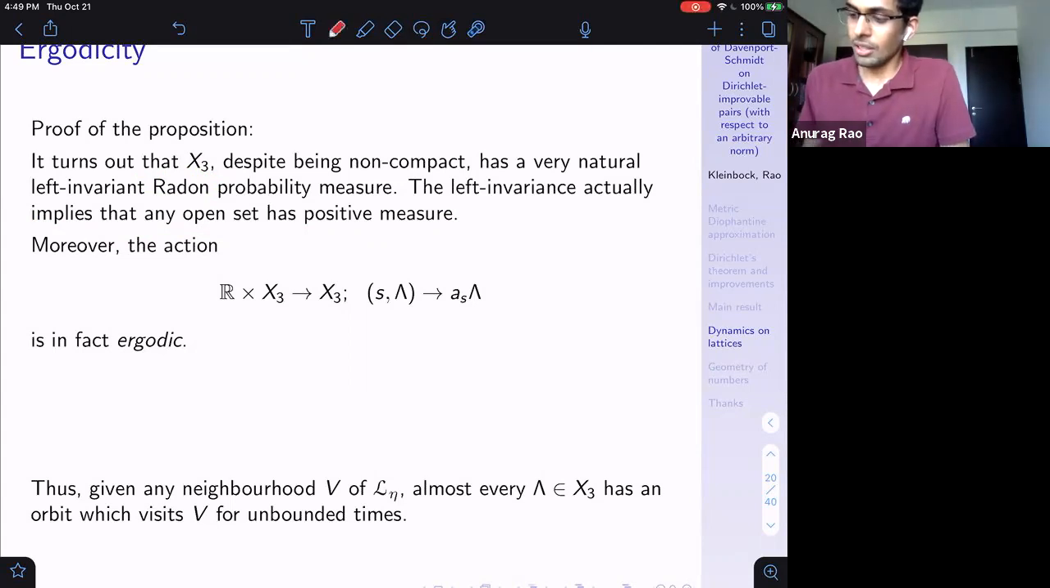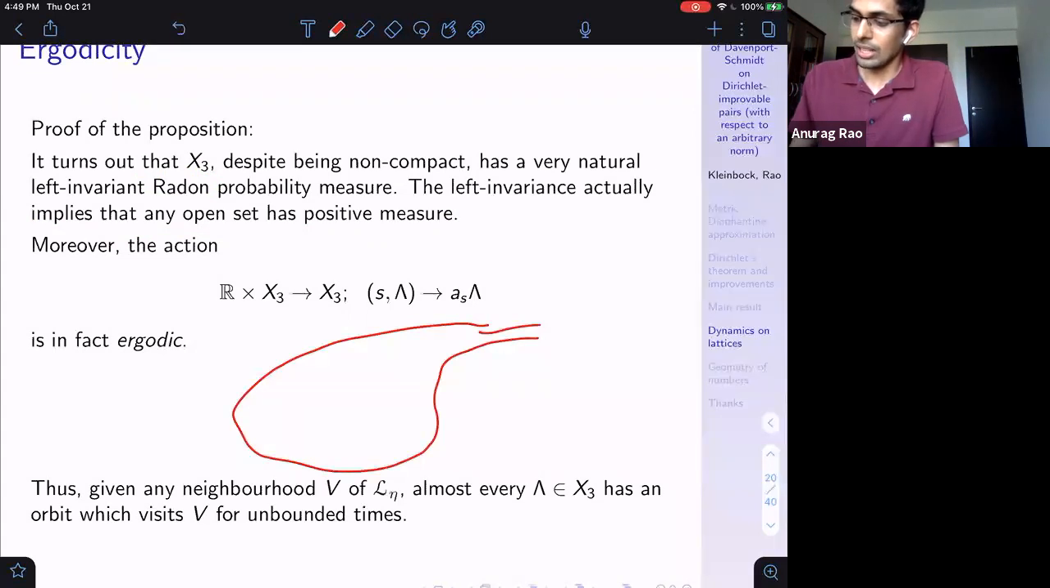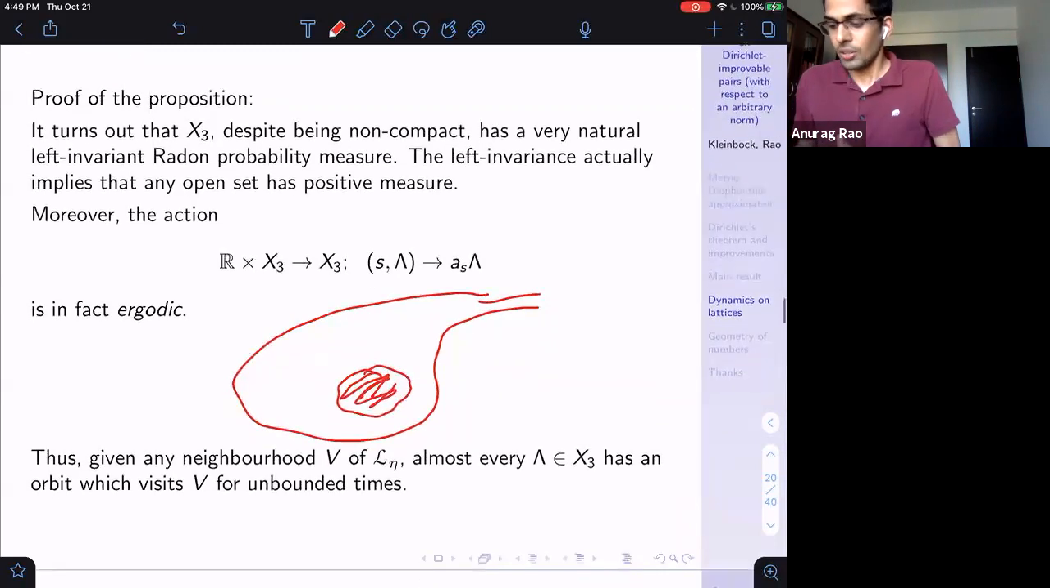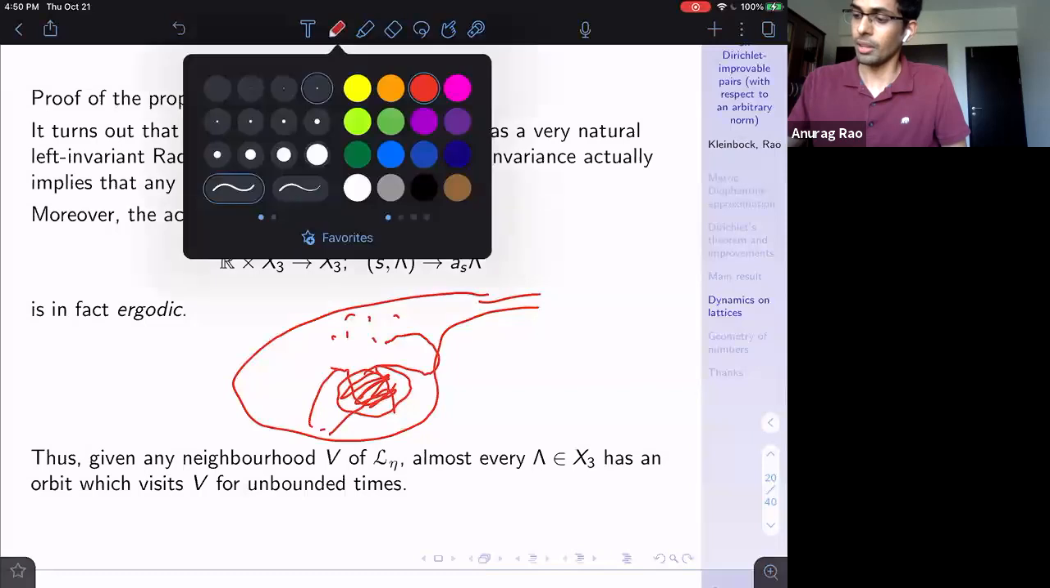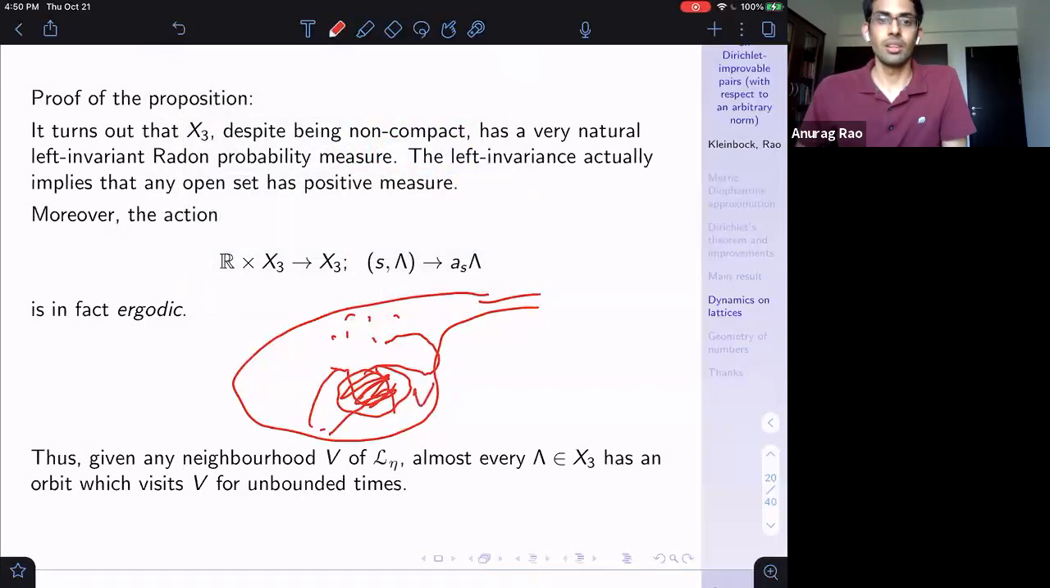Additionally, you can show that this action, R cross X3 to X3, (s, lambda) goes to A_s lambda, is ergodic. So that's a technical term, but what it means is that there's no non-trivial set in terms of measure where the action restricts to itself. So that's roughly what ergodicity means. A consequence is that for any neighborhood V of L eta, almost every lattice in X3 has the property that the orbit will visit this V for unbounded times. So that's a consequence of ergodicity.